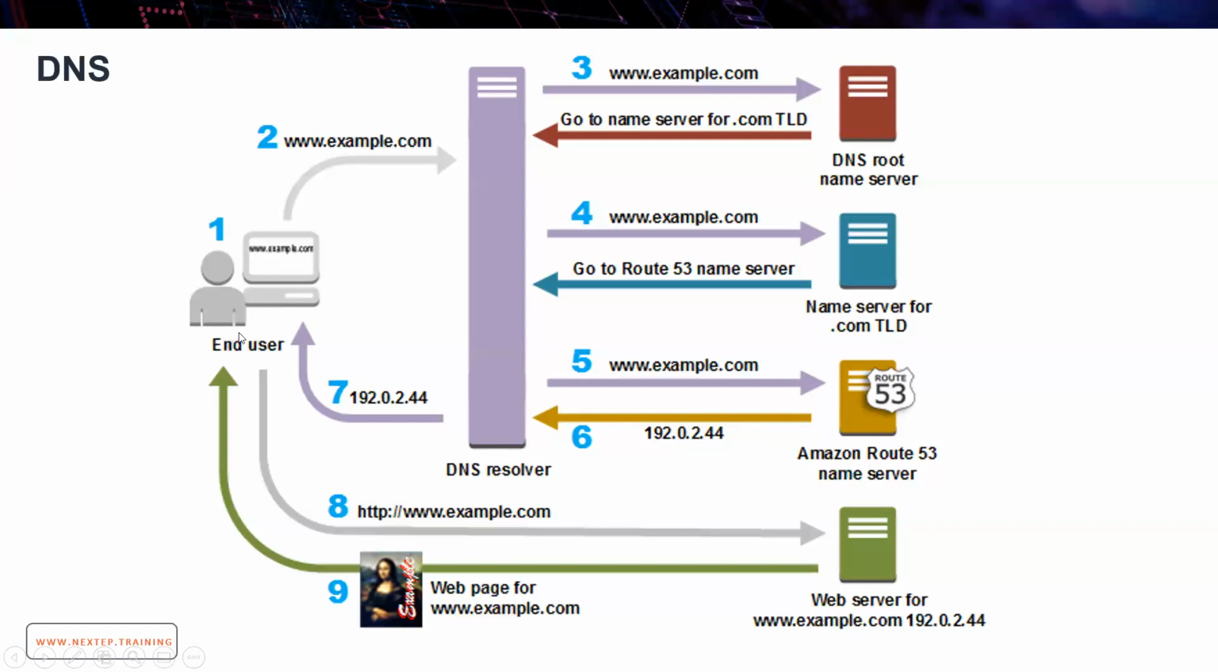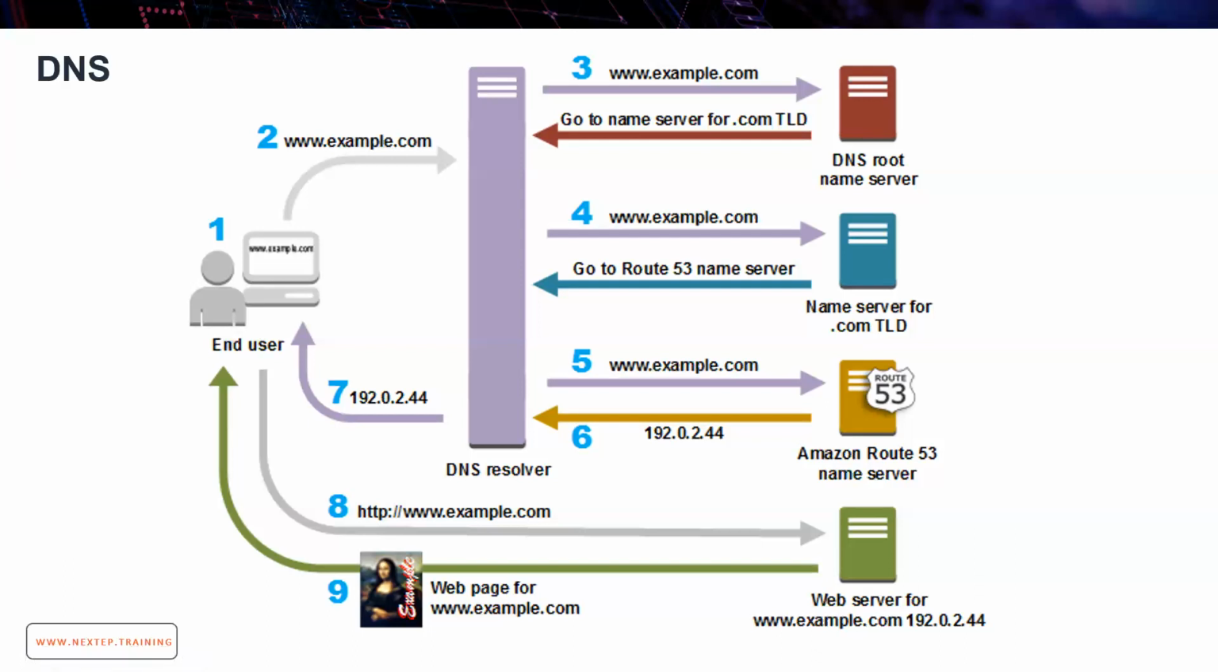And finally, what does he want, by the way? He asked this DNS resolver, what is the IP address of www.example.com? Now I got the IP address. Now I know where to go. Now I send an HTTP request to this web server on this IP address, and I got the response back.